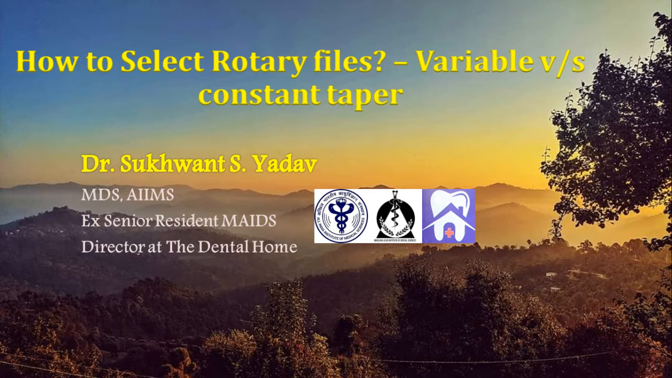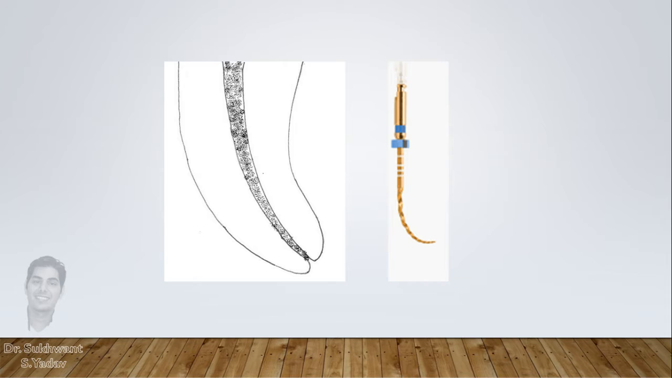Today I am discussing the selection of rotary files based on their taper, that is, constant versus variable taper. First, let's understand the meaning of variable and constant taper. All the canals are narrow at the apex and their width increases toward the coronal part. This gives them a taper, and in the same way, to prepare these canals, tapered instruments are required. But this increase in width is sometimes gradual, that is constant, but mostly irregular.